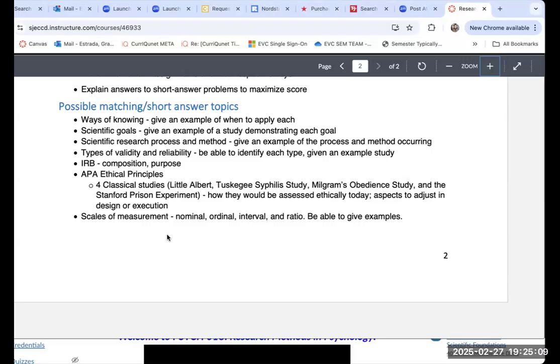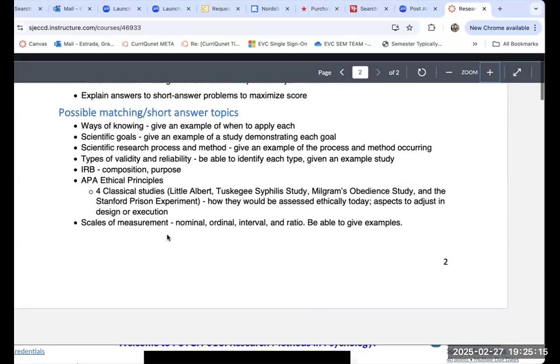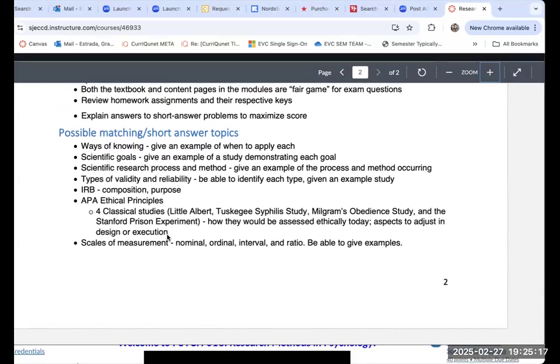And then scales of measurement: nominal, ordinal, interval, and ratio. Make sure that you can give examples of them and distinguish the differences. So nominal is categorical, ordinal is ranked. Interval has the predictable spaces between the values, and then ratio is what we're used to with the meaningful 0.